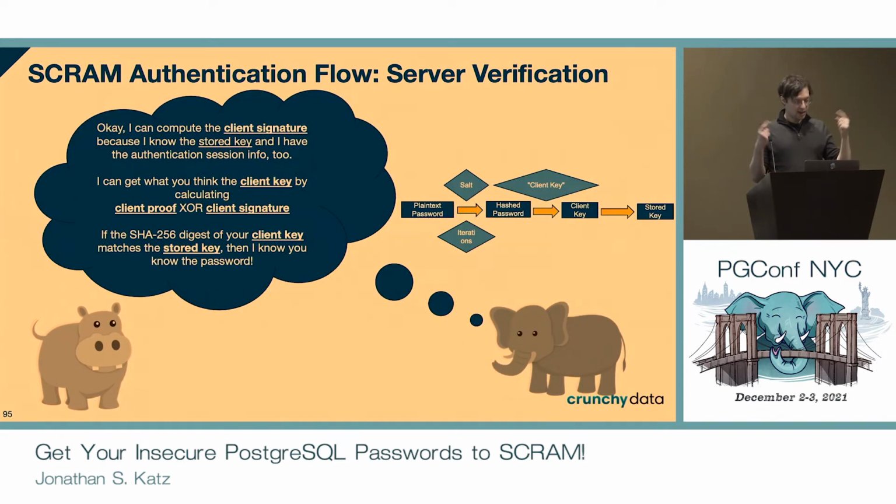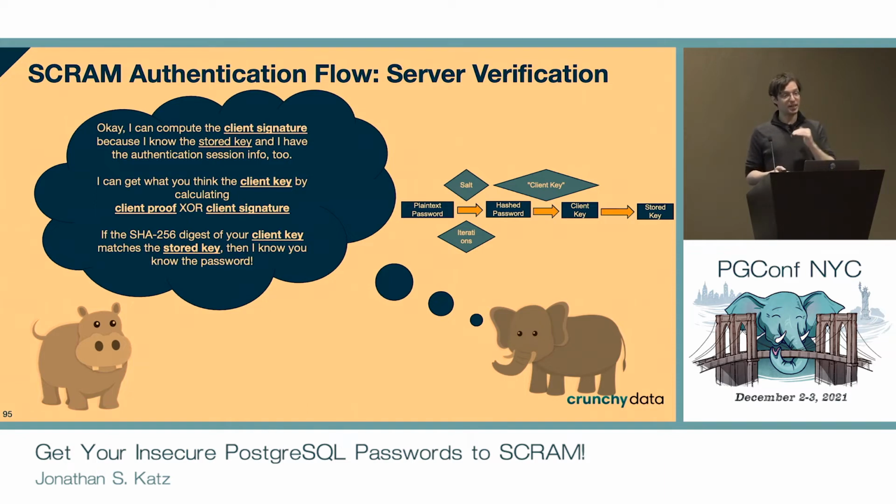So all right, I derive the client signature, and I can get what you think the client key is by doing an XOR against the client proof. Because when you XOR something, recall, I guess I learned this in Intro to Computer Architecture, you XOR the same value back to the two values that XOR together, you get the other value. So I can derive what you think the client key is from taking that signature and doing that.